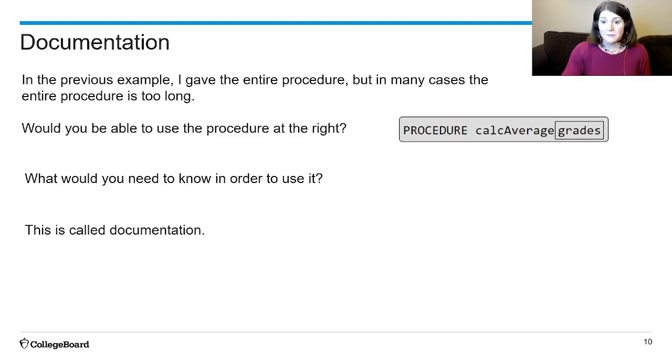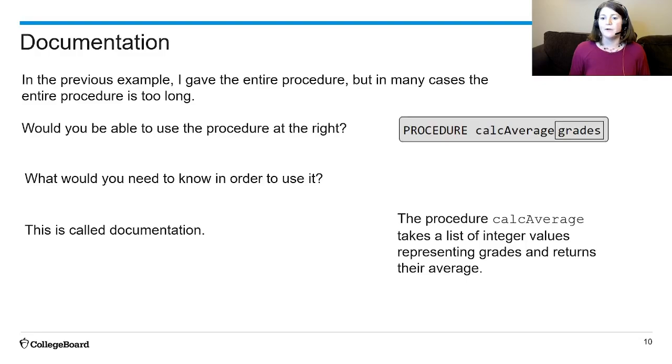This is called documentation, what you need to know. What we really need to know is a little bit more about the parameter and what the procedure will do. The procedure calc average takes a list of integer values representing grades and returns their average. With this information, you should be able to use this procedure without really knowing what's going on inside the procedure, but able to use it in your own program and make your coding much more efficient and faster.